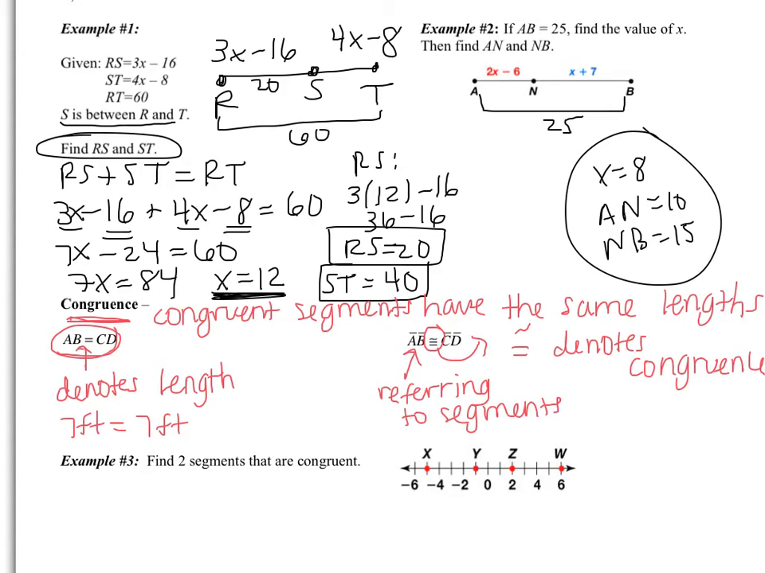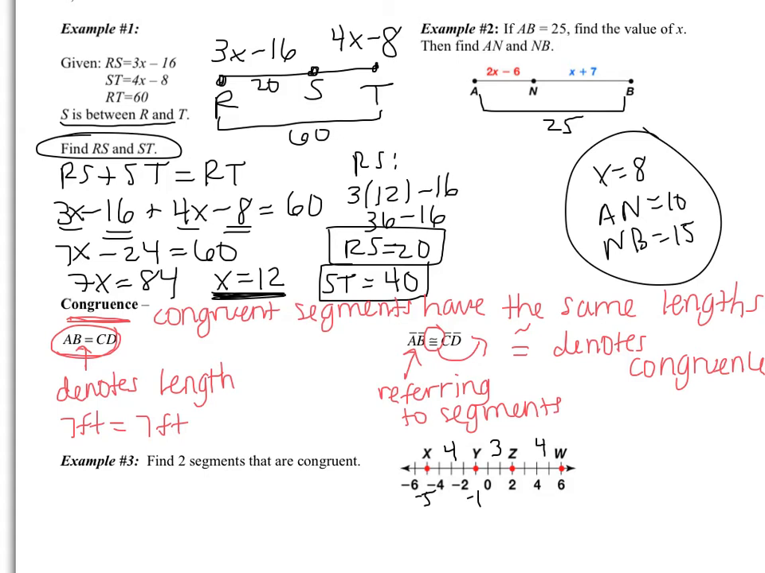Okay, now we have example 3. It says find two segments that are congruent. This means two segments that have the same length. So between X and Y, X is at, it looks to be -5, Y is at -1, this is 4. Between -1 and 2 is 3, so between Y and Z we have 3. And between Z and W, 2 to 6, I have to add 4 to 2 to get to 6.